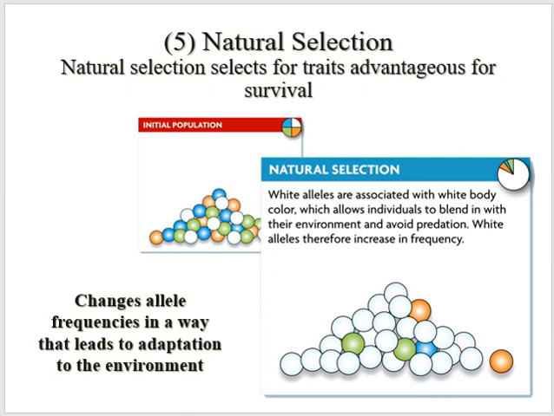The fifth and last driver of microevolution is natural selection, which you should know very well at this point if you're in my evolution class. Natural selection changes allele frequencies in a way that leads to adaptation in the environment, right? Natural selection selects for traits that are advantageous for survival based on certain environmental pressures that are felt at that moment in time.